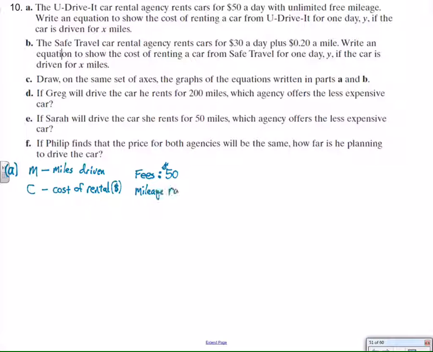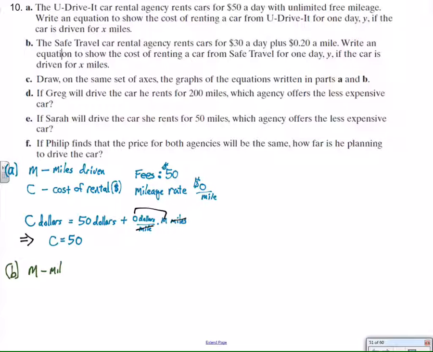Now, what's given is there's a $50 rental fee plus a mileage rate of $0 per mile. So basically, we can go into function mode here and just say, the C dollars starts at $50 and increases at a rate of $0 per mile times M miles. 0 times M is 0, so we don't even need to worry about it. In other words, cost equals 50. So if I drive 100 miles, 1,000 miles, 2 miles, 1 mile, it doesn't matter. I'm going to pay $50 to rent the car, period.